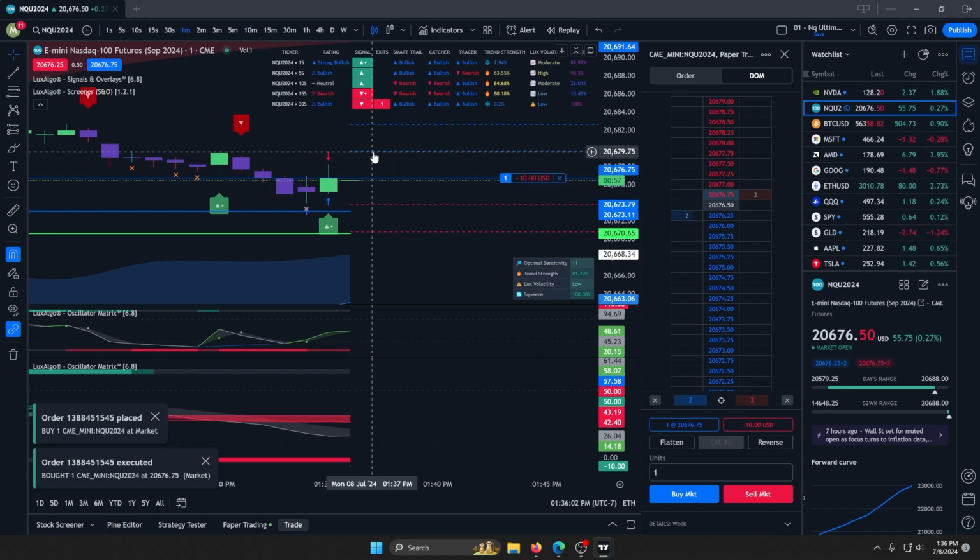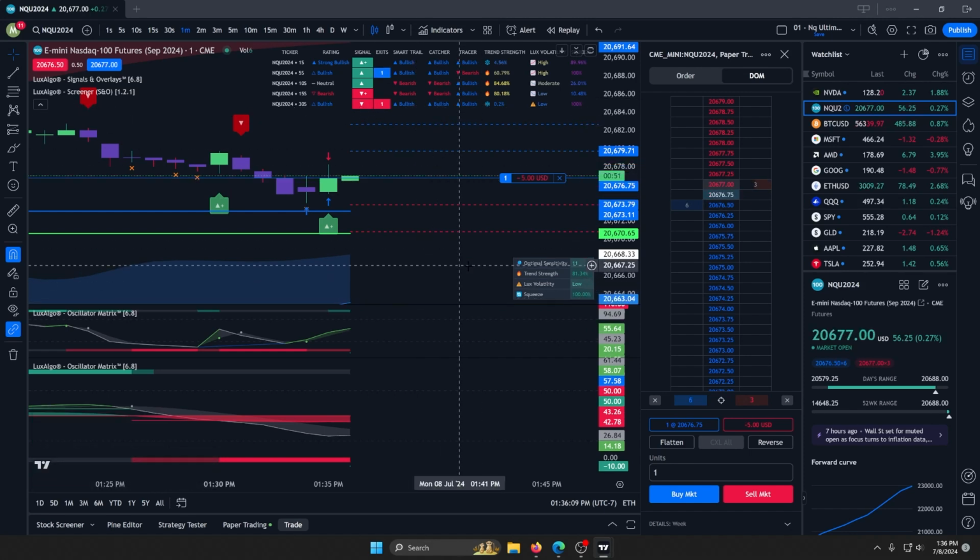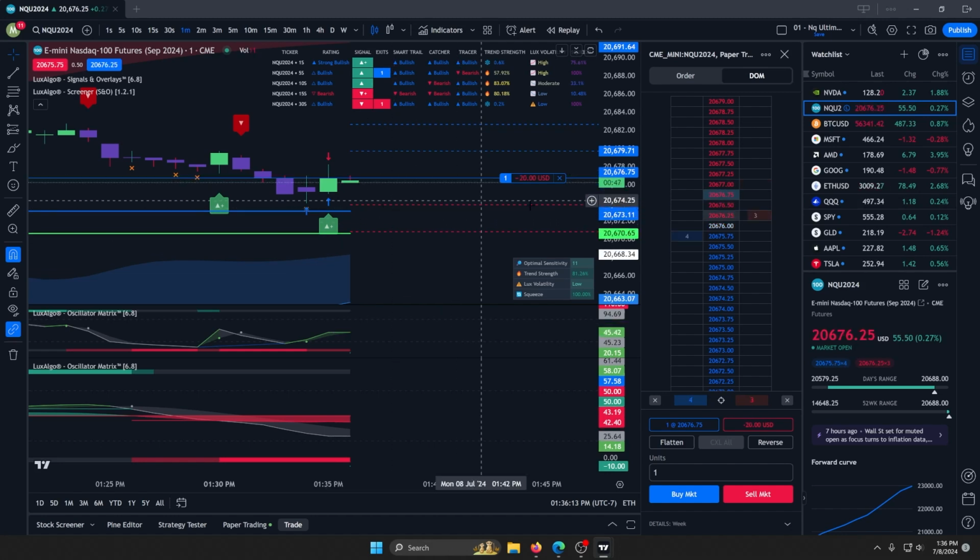Maybe you want to go to the blue line if you think it's going to the blue line. And then you're just going to sell, and you're not going to hold it long. That's what this chart is meant for. It's just meant for quick scalps. You might be able to scalp this whole move.